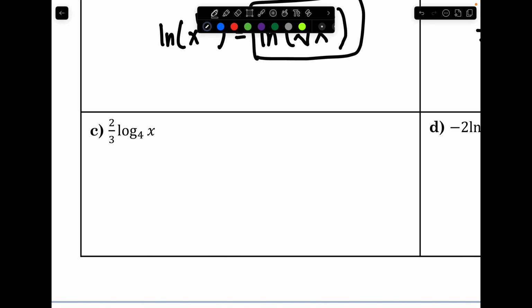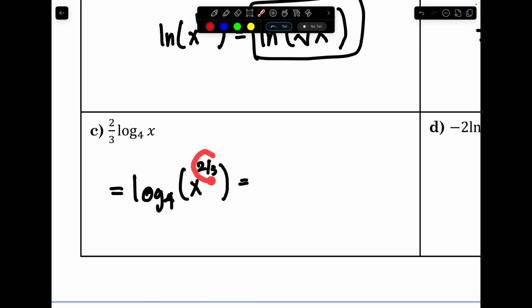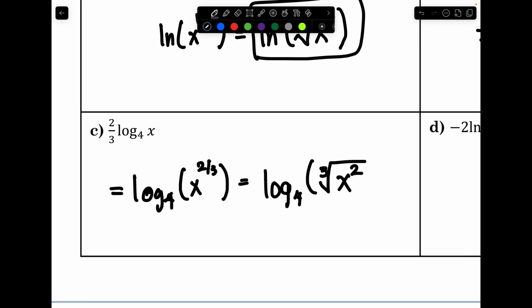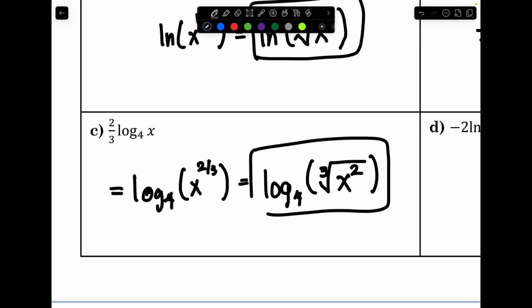Moving along to example C, here we'll have 2/3 of log base 4 of x, which will be the log base 4 of x to the 2/3 power. And again, because this is raised to a rational value, the 3 that we're dividing the power by means that we have a root, and specifically a third root. So we can write this as the third root of x, and then x is still being raised to the second power. So there you have your condensed form of 2/3 times the log base 4 of x.